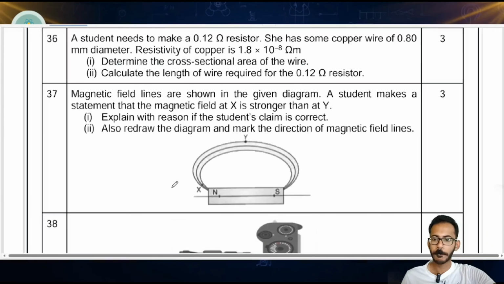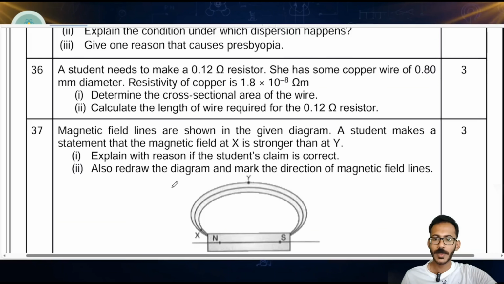In question number 36, a student needs to make a 0.12 ohm resistor. She has some copper wire of 0.80 millimeter in diameter, and the resistivity is also given. We have to determine the cross-sectional area of the wire, and we have to calculate the length of the wire required for the 0.12 ohm resistor, which is given in the question. So we have to find out the cross-sectional area and the length of the wire.